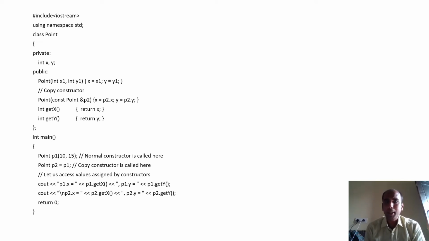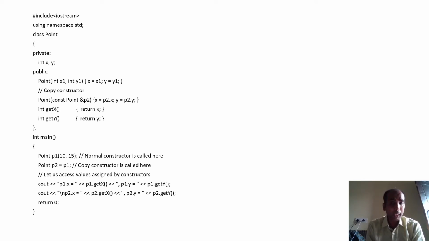You have written Point p1(10, 15). Tell me which constructor will be called. The constructor which receives two integer values will be called, and 10 will be received in x1 and 15 will be received in y1. Now you have created another object p2 and written p2 = p1. When you write this, the copy constructor will automatically be called, and p1 will be passed as an argument. A new reference of p1 is created as p2, and then the values of x and y are set equal to p2.x and p2.y, and this x and y belong to the object p2. So the same values will be copied into p2.